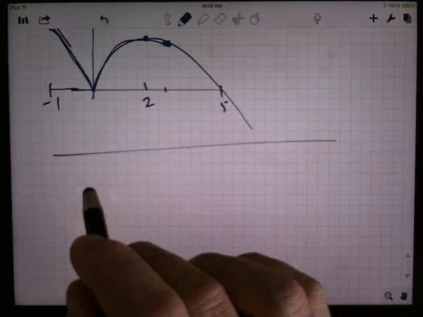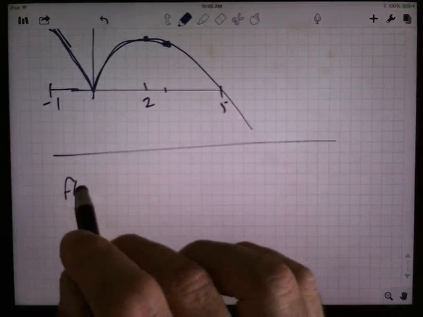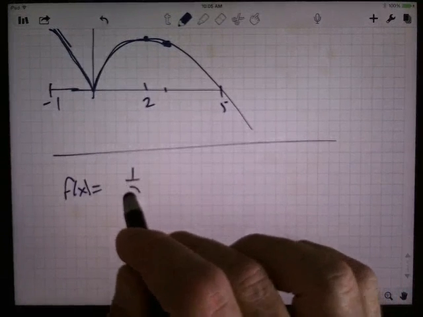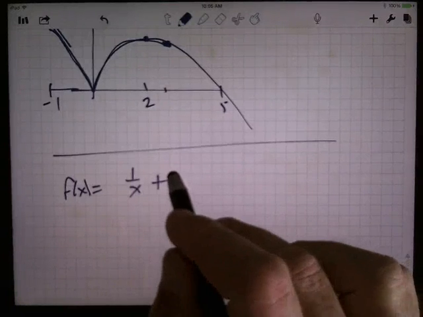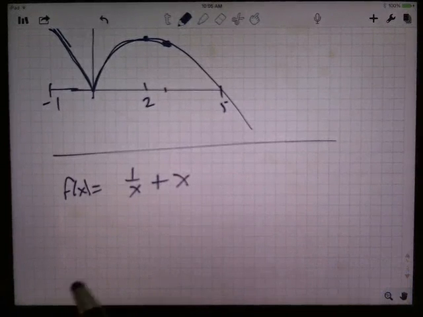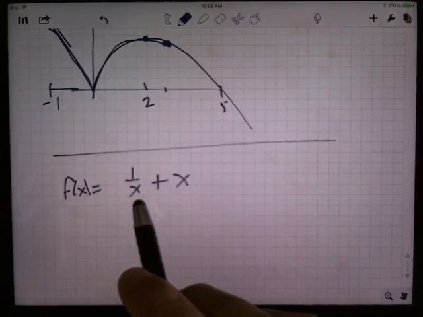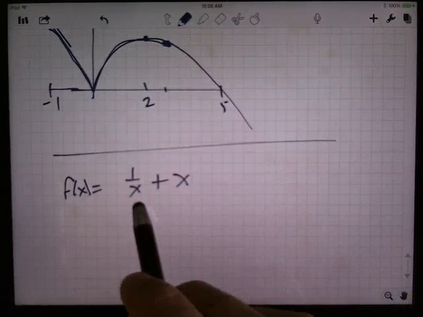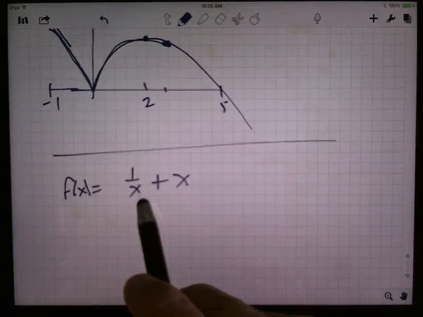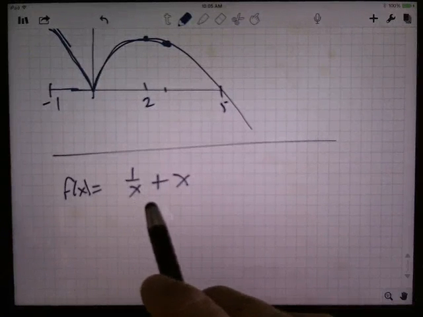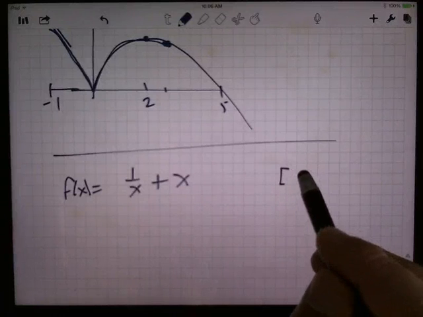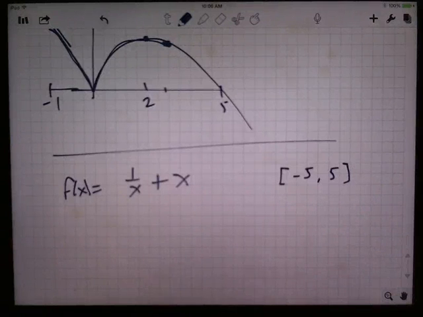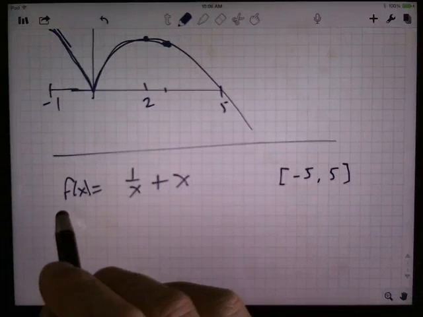If you look, for instance, at something like f of x equals, how about 1 over x plus x? Now notice this has a vertical asymptote at 0. So even if I look at an interval that doesn't have 0 in it, then there's no problem. The only discontinuity of this function is at x equals 0. But if I look at an interval that contains 0, so if I look from, say, -5 to 5, I can still find critical values.